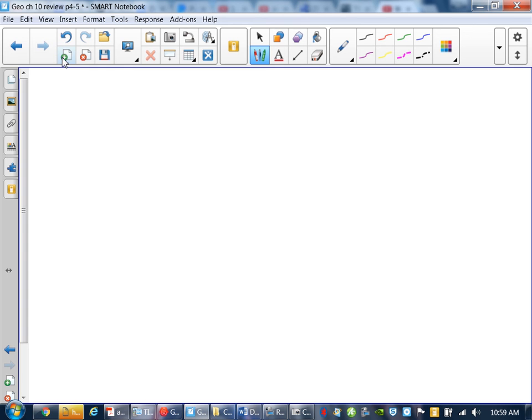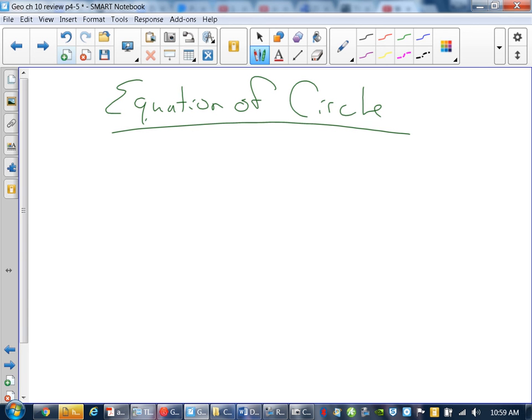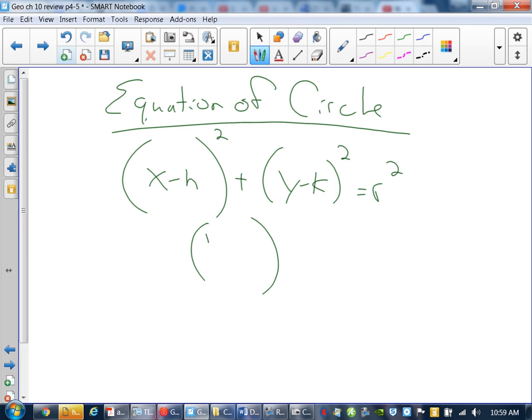So the equation of a circle always looks like this: the quantity x minus h squared plus the quantity y minus k squared equals r squared, where this h and k is the center, and r is the radius.